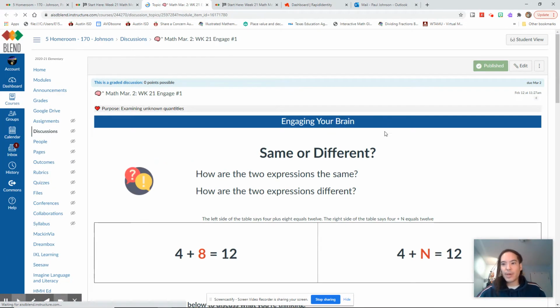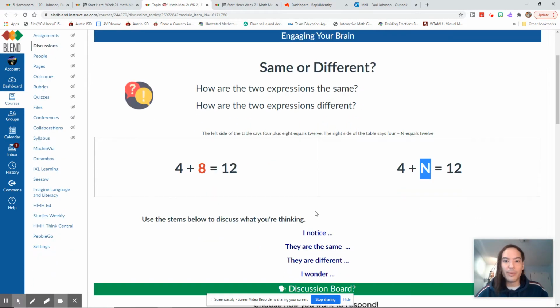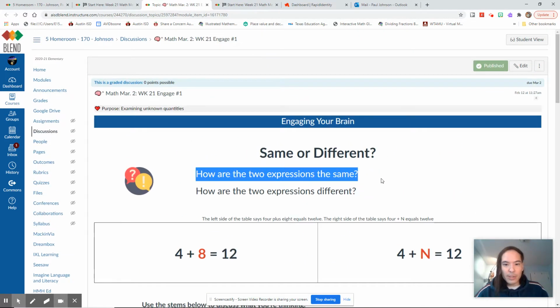We're still using the same concepts from yesterday where we're using letters to represent an unknown value. So letters that just basically mean like, I don't know what that is. All right, so same or different? So how are the two expressions the same?